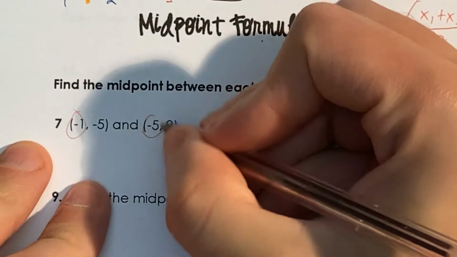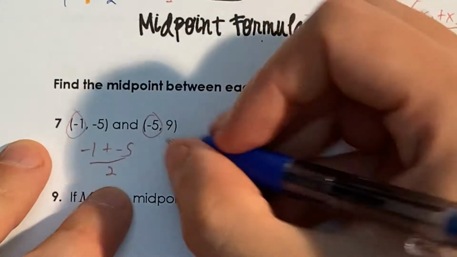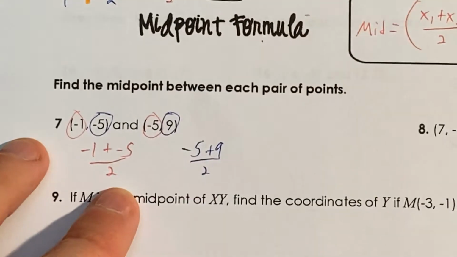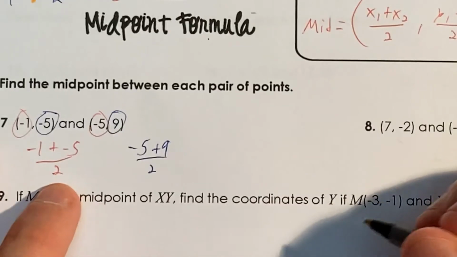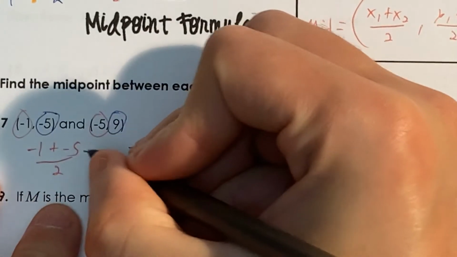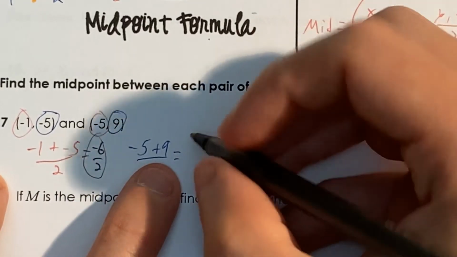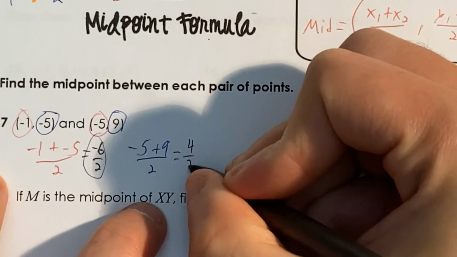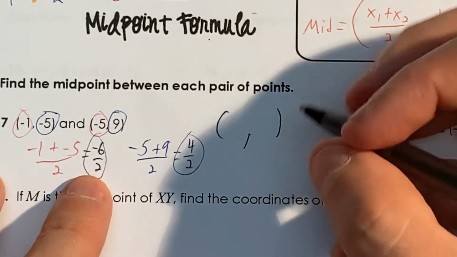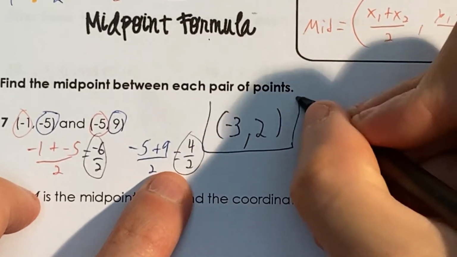So I'm going to take the two x values and add them together and divide by 2. And I'm going to take the two y values, -5 and 9, and divide them by 2 to average them. So -1 plus -5 is -6 over 2. And negative 5 plus 9 is 4 over 2. So then if you simplify it, negative 6 divided by 2 is negative 3. And 4 divided by 2 is 2. There you go.